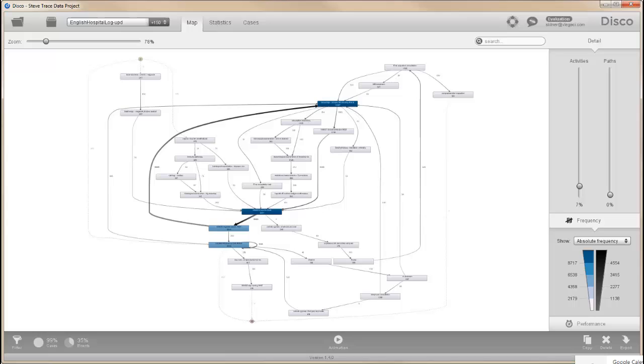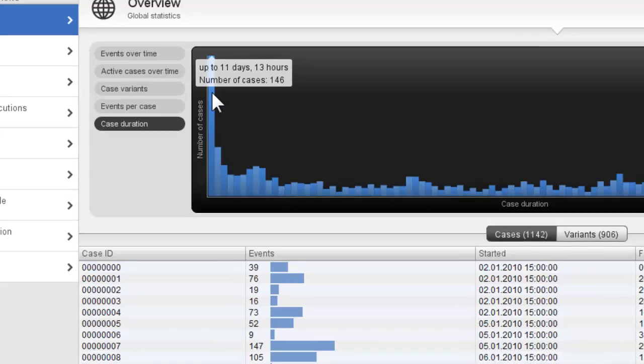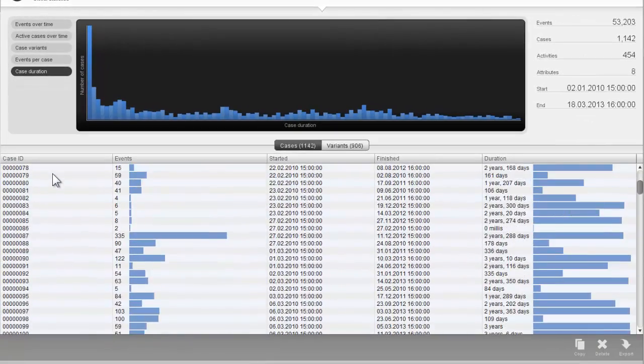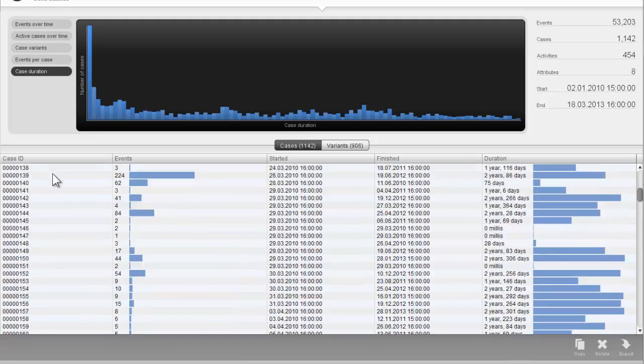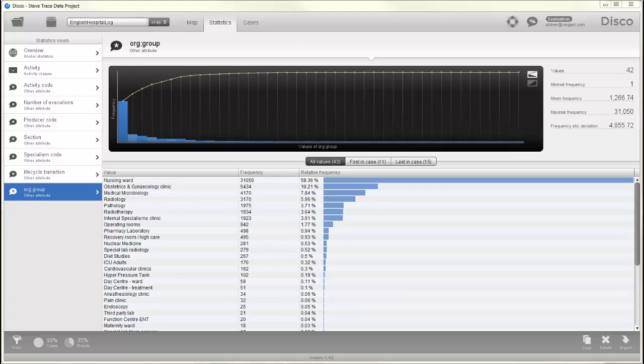Let's look now at a few statistics. There are many options here. We'll just look at a couple. This shows us a graph of case durations. The leftmost bar shows us there were 146 patients whose total span of care covered 11 days or less. On the far right, we see one patient was treated for over 3 years. Scrolling through the list, we can see individual patients and how many events they had and a histogram of their time spans. Here's another quick statistic.